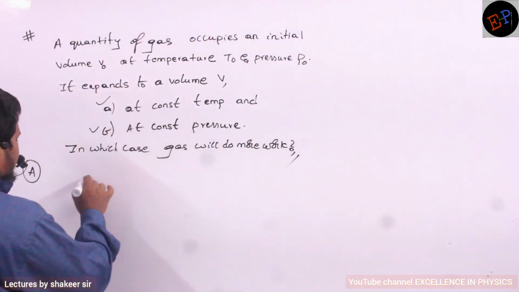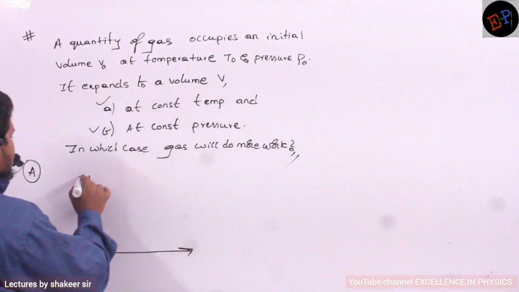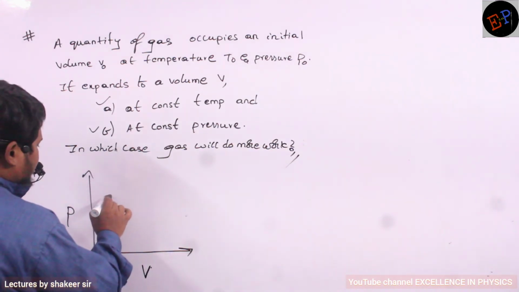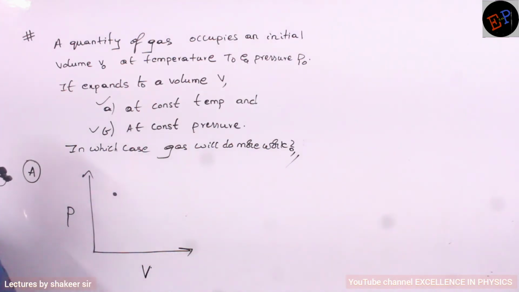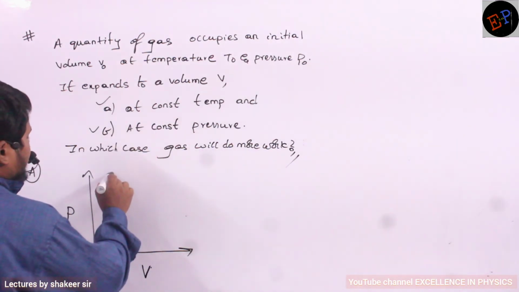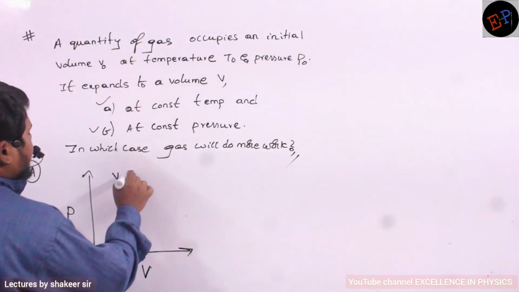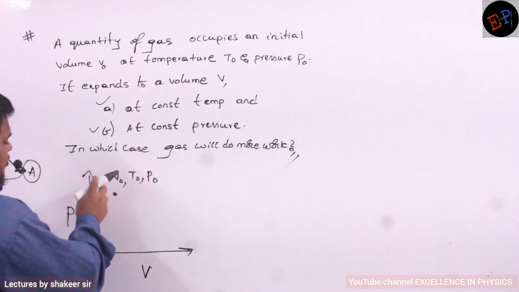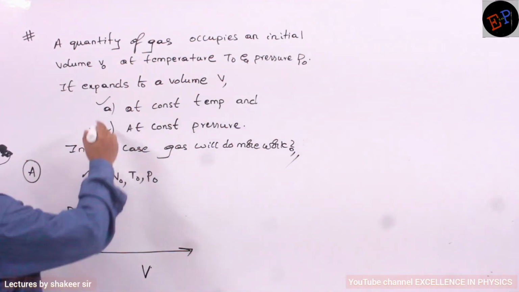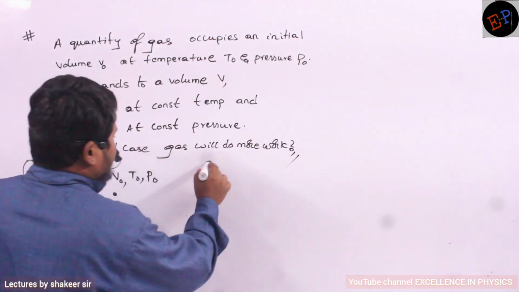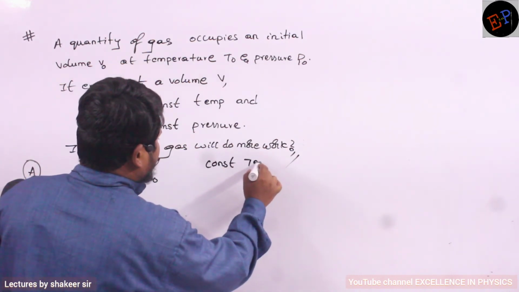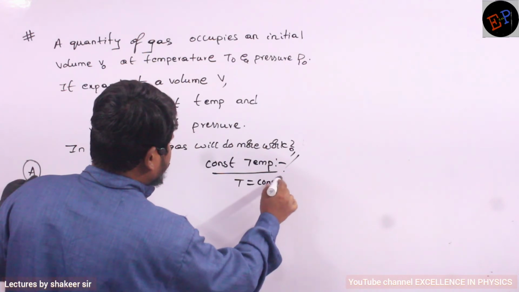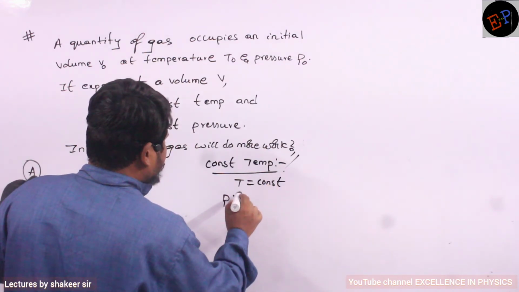First of all, clear? So this is pressure and this is volume. Let us take this as my state, state A. At state A, the volume is V naught, temperature is T naught, and pressure is P naught. Now we are moving to a higher volume at constant temperature. Constant temperature means T is a constant, so PV is a constant.